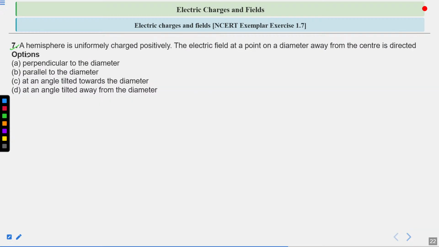This question is for you. A hemisphere is uniformly charged positively. The electric field at a point on a diameter away from the center is directed in which direction? Given option. Option A is perpendicular to the diameter. Option B, parallel to the diameter. Option C, at an angle tilted towards the diameter. And option D, at an angle tilted away from the diameter. So which one is correct? Think about it.